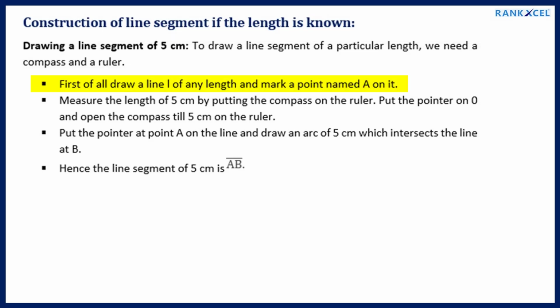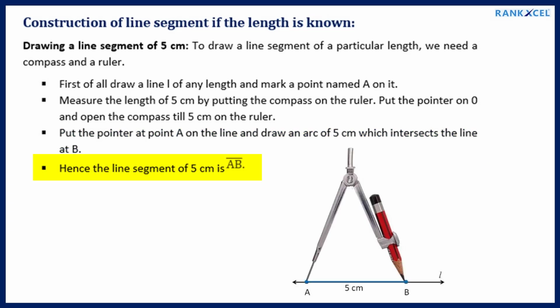First of all, draw a line L of any length and mark a point named A on it. Measure the length of 5 centimeters by putting the compass on the ruler. Put the pointer on 0 and open the compass till 5 centimeters on the ruler. Put the pointer at point A on the line and draw an arc of 5 centimeters which intersects the line at B. Hence the line segment of 5 centimeters is AB.